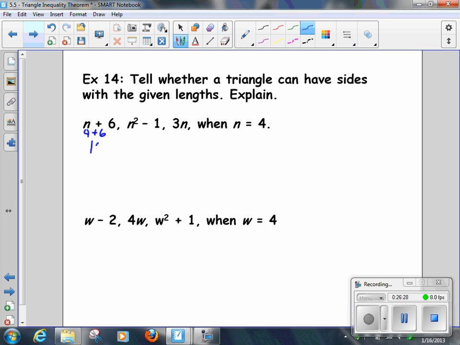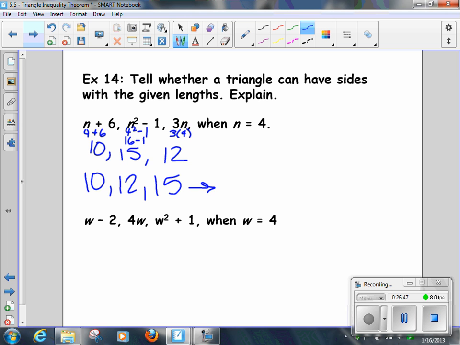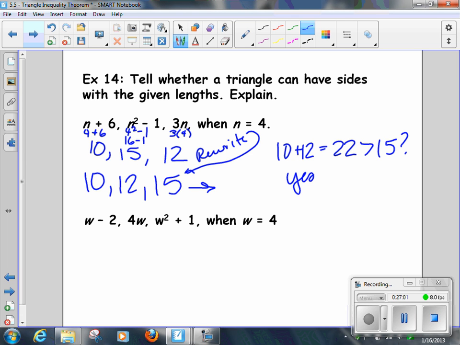All right, so here we go. 4 plus 6 is 10. 4 squared minus 1, that's 16 minus 1, which is 15. 3 times 4 is 12. Now what? Put them in order. So I'm going to rewrite 10, 12, 15. And now what? Add the two smaller ones: 10, 12. I get 22. Is 22 greater than 15? Yes, it forms a triangle.